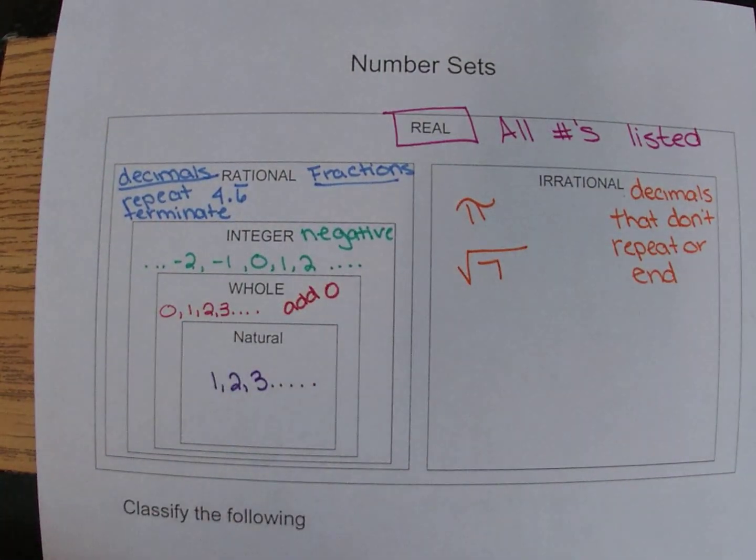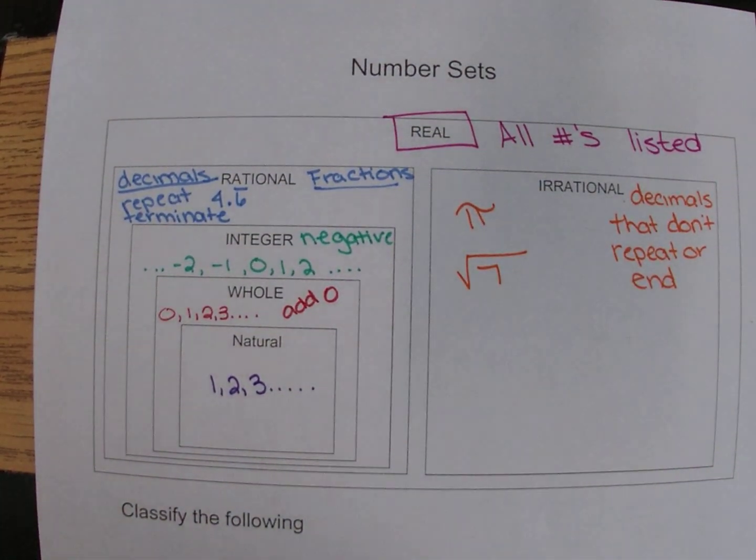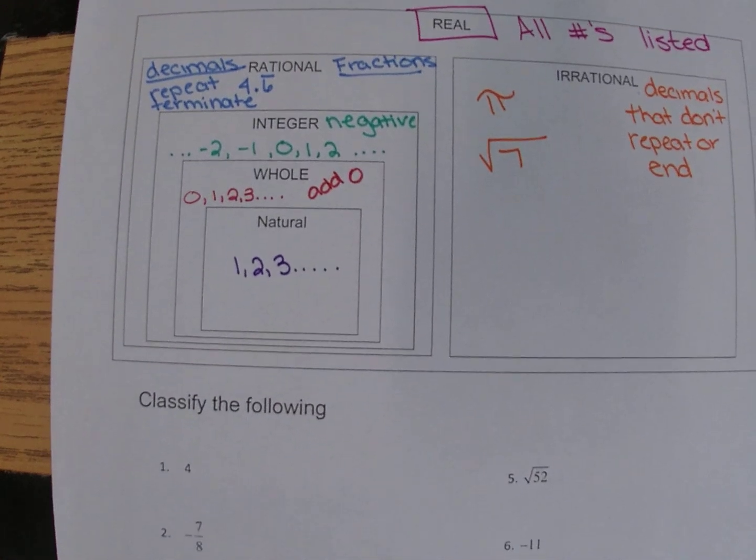Okay, so anything here or here makes up the real number set. So our objective is then we want to be able to look at a number and we want to decide what number set or sets it would belong to.